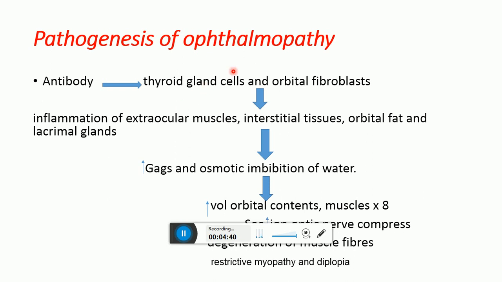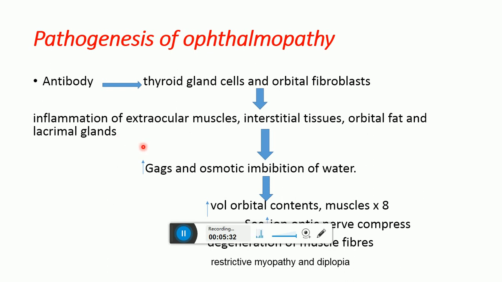Now the pathogenesis of ophthalmopathy. What occurs in thyroid ophthalmopathy? There is an organ-specific autoimmune reaction. In this reaction, there is an antibody that reacts against thyroid gland cells and orbital fibroblasts, and that leads to inflammation. Inflammation of what? Inflammation of extraocular muscles, also the interstitial tissues, the orbital fat and the lacrimal glands.